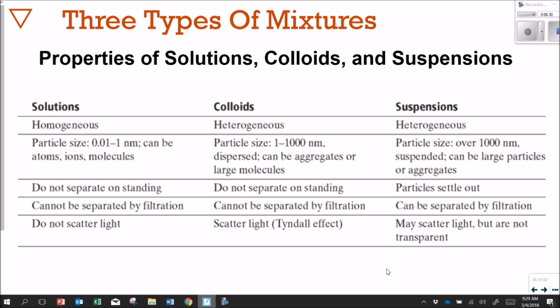This table summarizes the properties of solutions, colloids, and suspensions. Again, you can pause the video and take a look at that table.